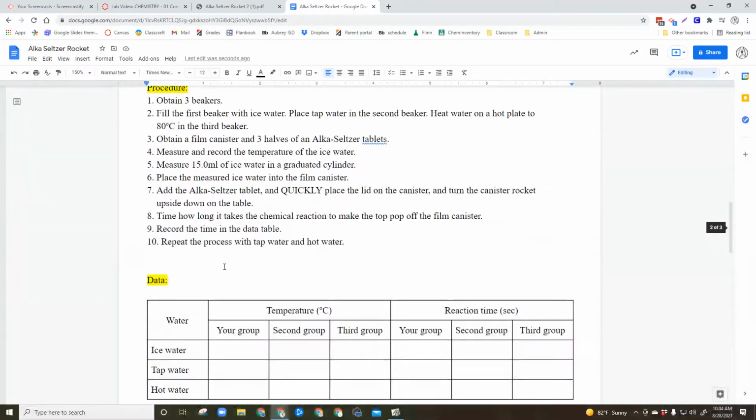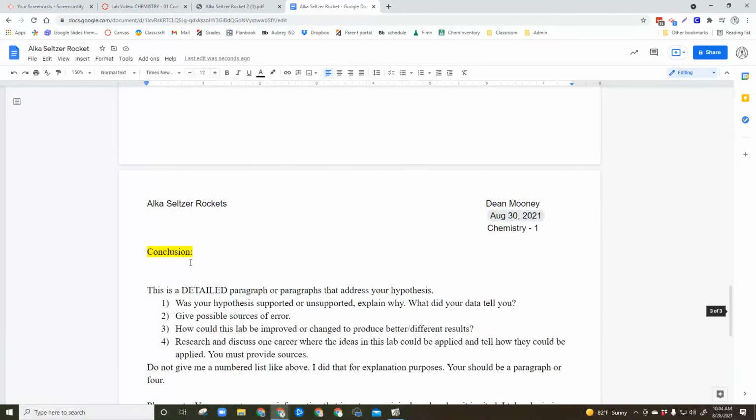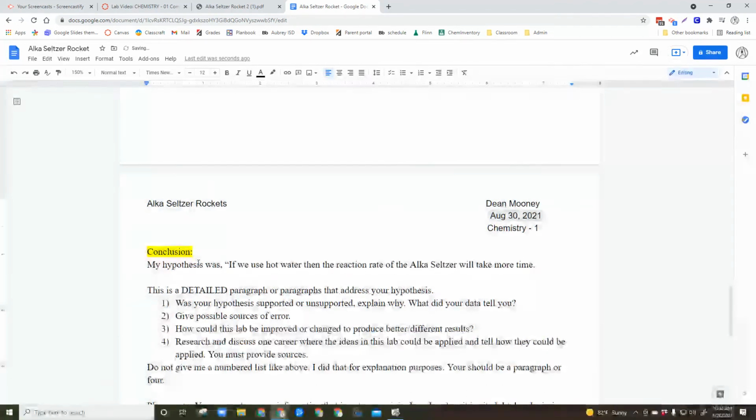And I'm going to come down here to my conclusion, and I'm going to say my hypothesis was, comma, open quotes, Control-Shift-V, close quotes. My hypothesis was if we use hot water, then the reaction time of the Alka-Seltzer will take more time.